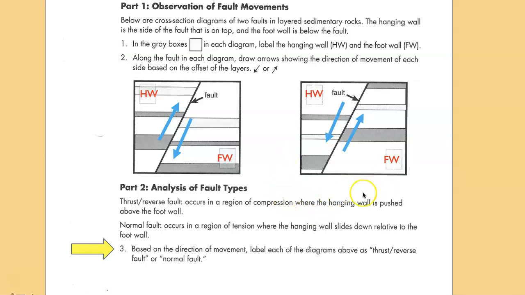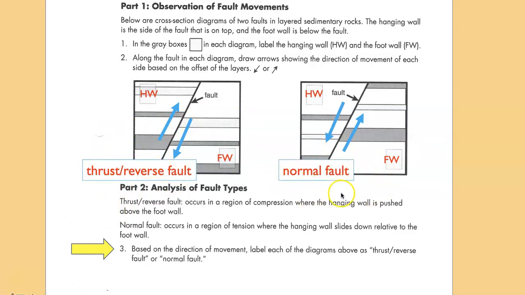Based on the direction of movement, label each diagram as a thrust or reverse fault and a normal fault. As you learned in the previous video, reverse faults occur when the hanging wall goes up. A thrust is a type of reverse fault that has a very shallow angle. The fault plane might be oriented like this. For our purposes, we're going to just call them all reverse faults. Over here we have a normal fault. Hanging wall goes down relative to the foot wall.